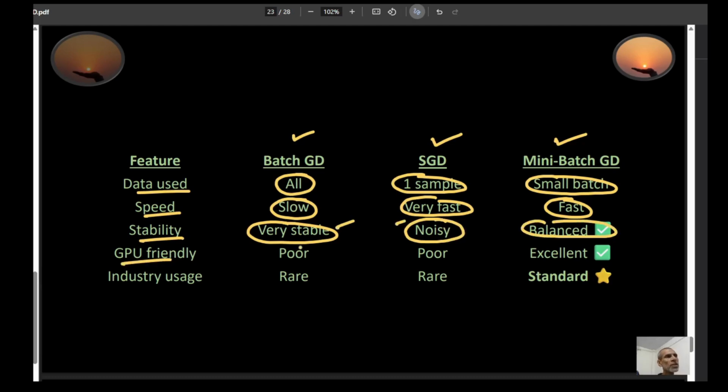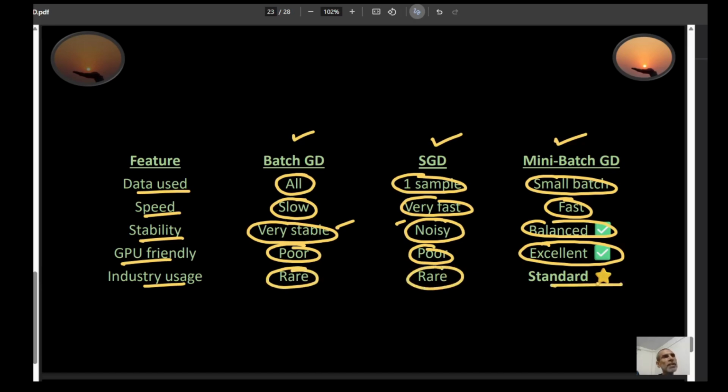GPU friendly. This is not very GPU friendly. This is poor. Well, that's because it takes the whole data set. This is also poor because it's working one at a time. Now, this one is excellent because you're working with small samples. Let's say you're working with 32 samples, 256 sample size, that's fine. Industry usage, batch GD tends to be rare. SGD, also rare. This one is a standard in industry.